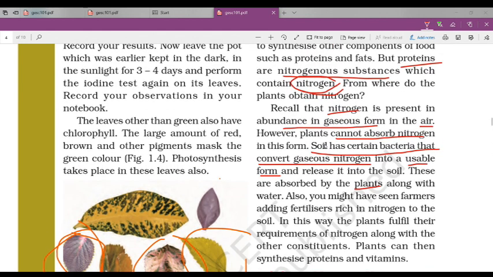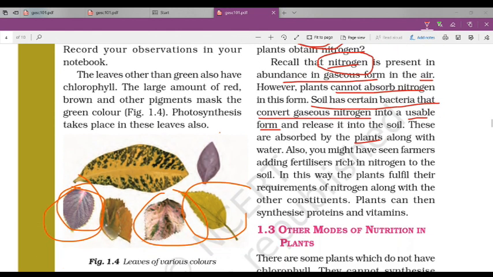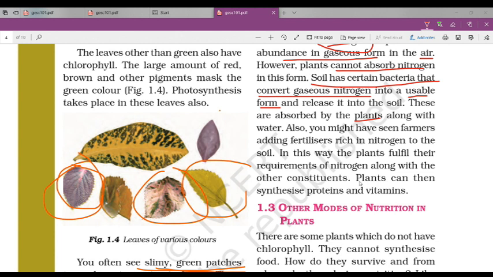And how does this nitrogen come to the soil? Because of some bacteria found in the soil. In some plants that are a source of protein, for example pulses, in their roots there are nitrogen-fixing bacteria which convert free nitrogen into a nitrogen compound that dissolves in water and can be easily absorbed by the roots.